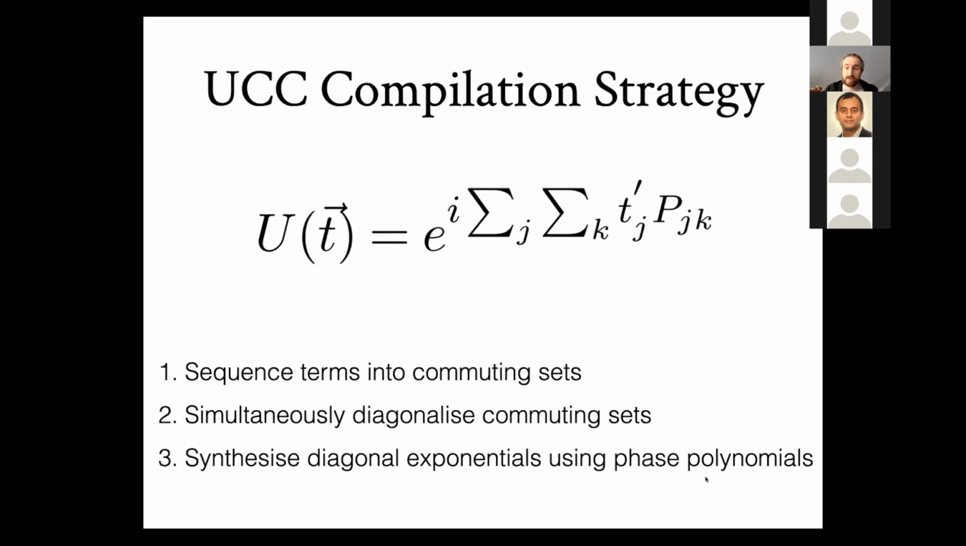So the way that we do this is that we divide these Pauli terms into sets which commute, and then everything in this commuting set will be simultaneously diagonalizable. So that's what we do. We diagonalize them all at once, and then these diagonal exponentials can then be synthesized using phase polynomials. And I will not have time to talk about phase polynomials, but it's a fairly well-known technique.